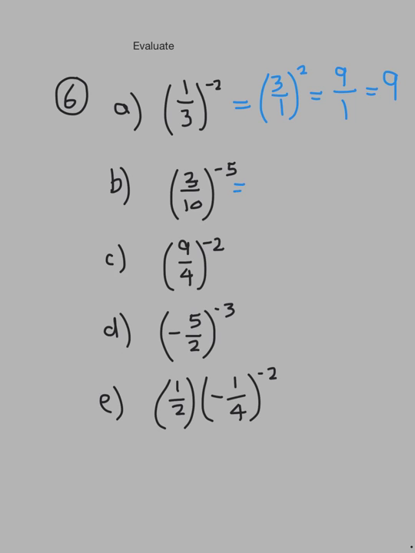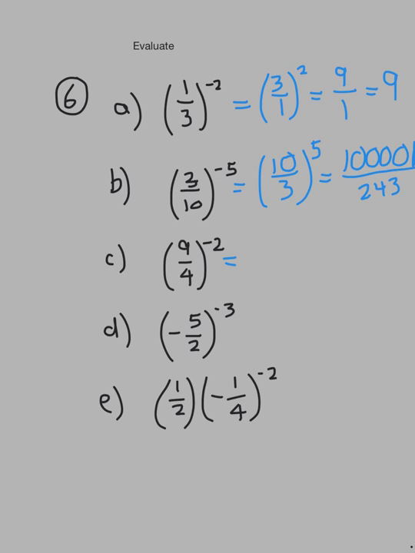Next question, flip the fraction so it becomes 10 over 3 to the 5, and 10 to the power 5 is a big number, 10,000. That probably needs one more 0. And 3 to the 5 is 243. So we leave it like that.